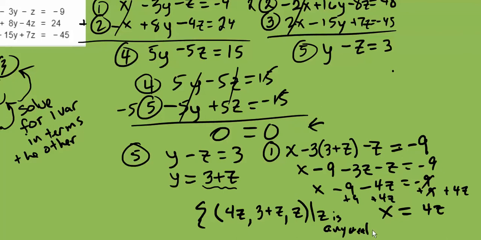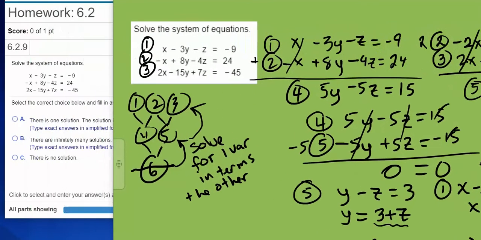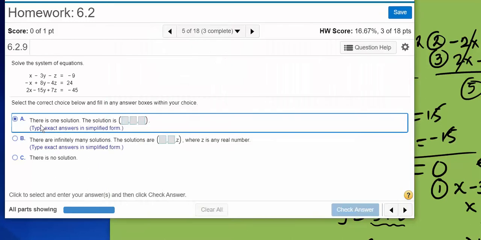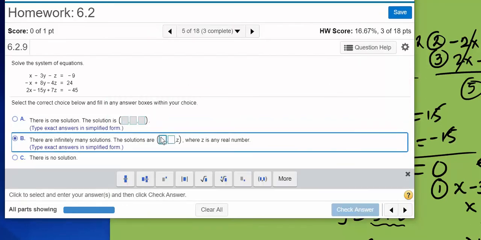Any real number. Okay, so that's the way you would write the solution set. And that actually makes up a line. So, let's see here. We have 4z for x. We have 3 plus z for y. And z is any real number.